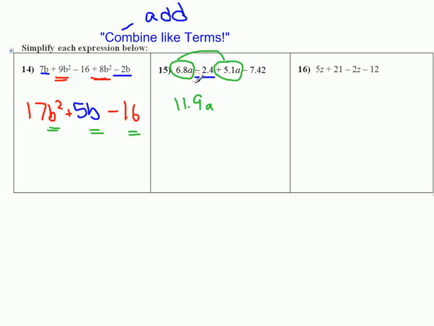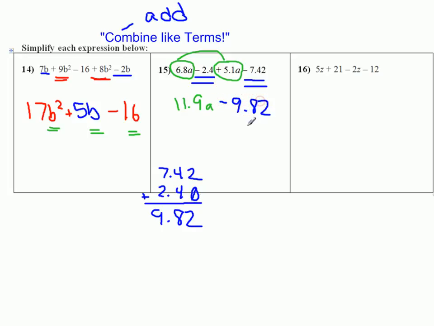The second two terms I need to combine is negative 2 and 4/10 and negative 7 and 42/100. Again, those are same signs. I'm going to have to add them. I'm going to show you the work that I had on the side. Lining up my decimal points. I'll add this 0 just as a placeholder. To add them, I'm going to get 9 and 82/100. And because those are same signs, my final answer actually will have a negative 9 and 82/100. So there we go. There's my answer.